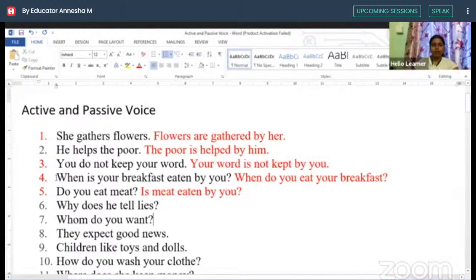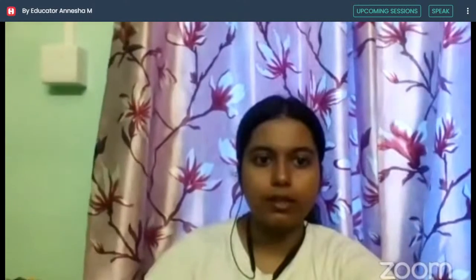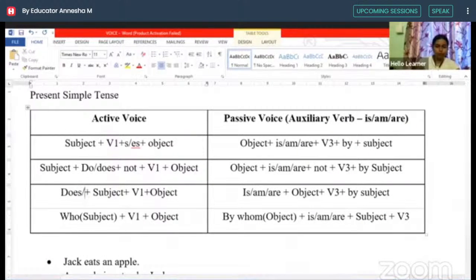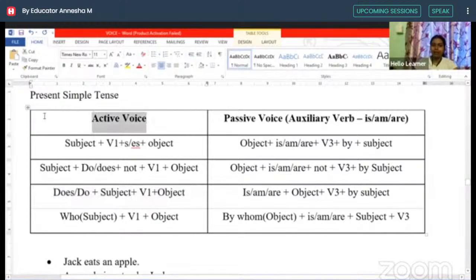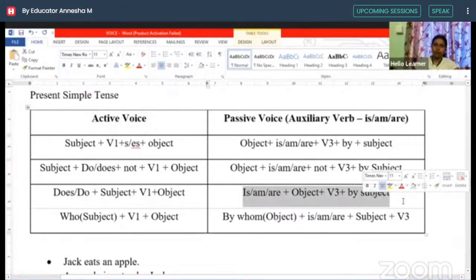Yes, what doubt do you have? Yes, Seema. When is your breakfast eaten by you? Ma'am, why do you use do here? It's very simple. Again, look at the formula, guys. Does or do. When the question has does or do in the active voice, it is changed into is, am, are in the passive voice. Okay, understood? Yeah, ma'am.